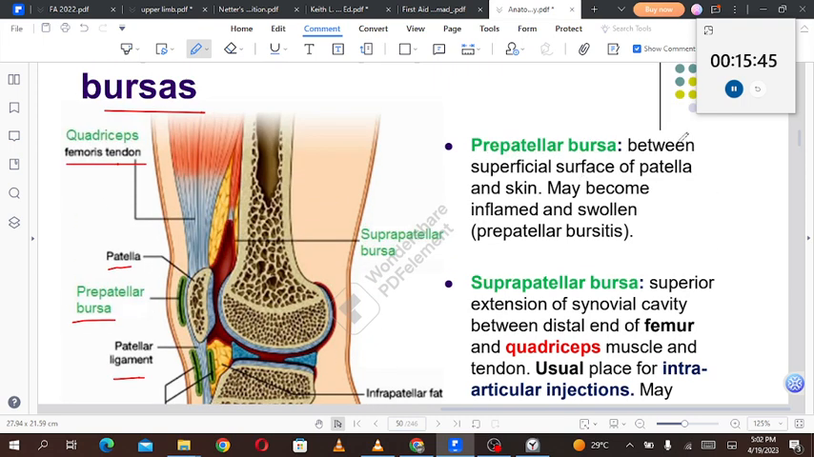So let's see that. The prepatellar bursa is between the superficial surface of the patella and the skin. It is anterior to the patella, so it is prepatellar, meaning before the patella. The prepatellar bursa is between the skin and the bone, that is the patella, and may become inflamed and swollen. Prepatellar bursitis can occur.